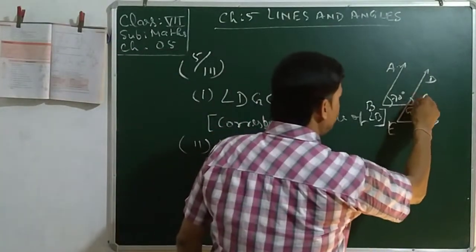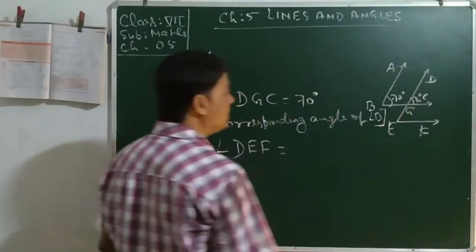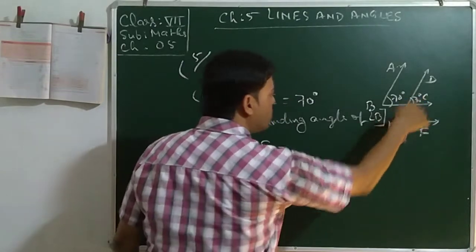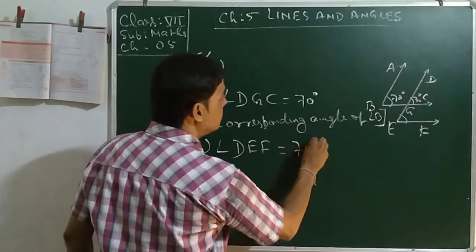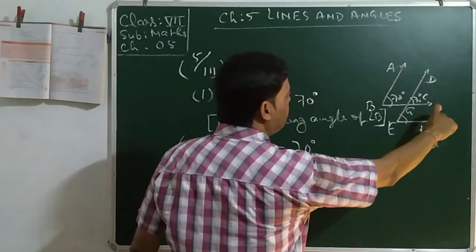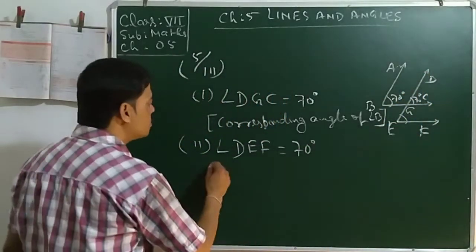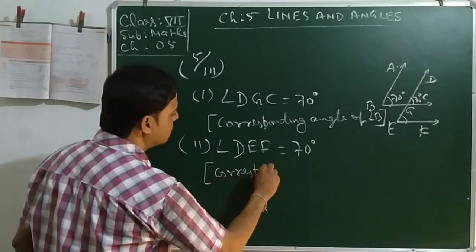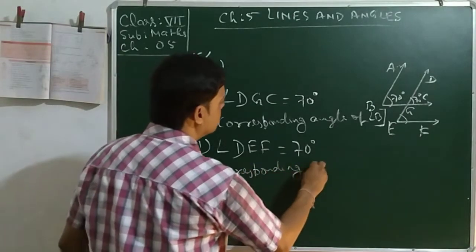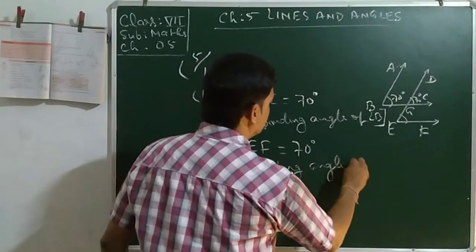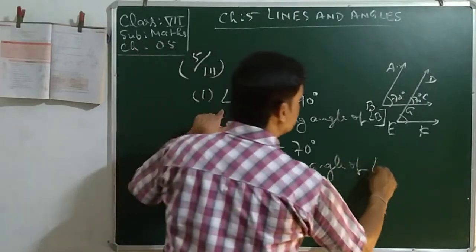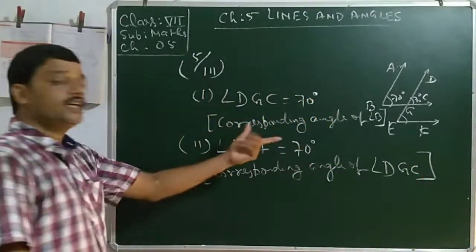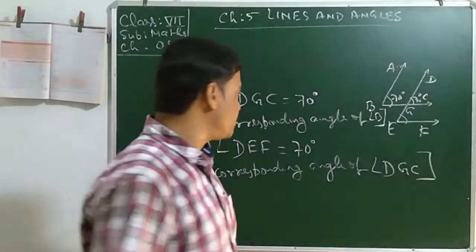Once we got this angle to be 70 degrees, then angle DEF, this angle, will also be 70 degrees because these two sets are parallel and this is the transversal. So we will write corresponding angle of angle DGC. Angle DGC was 70 degrees, so this also became 70 degrees.